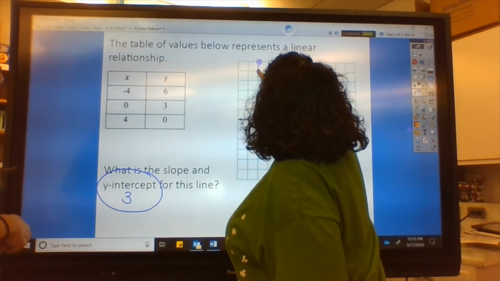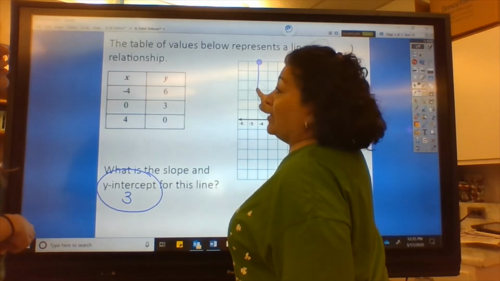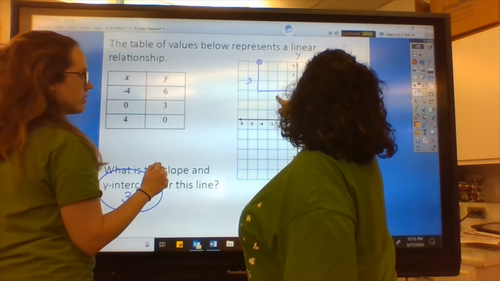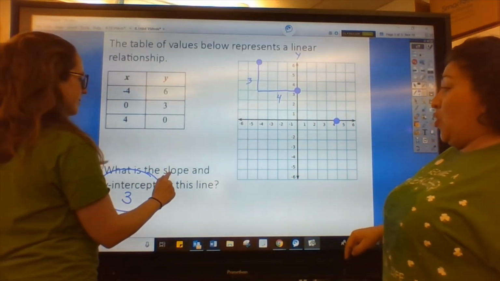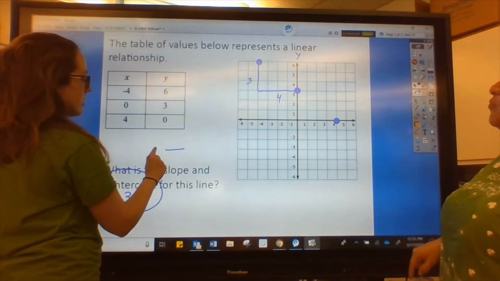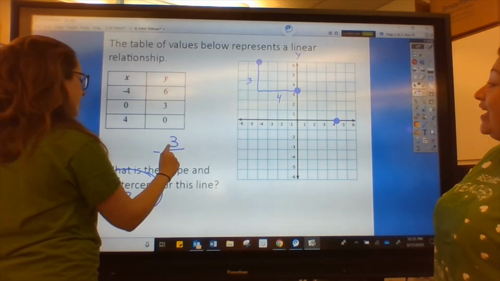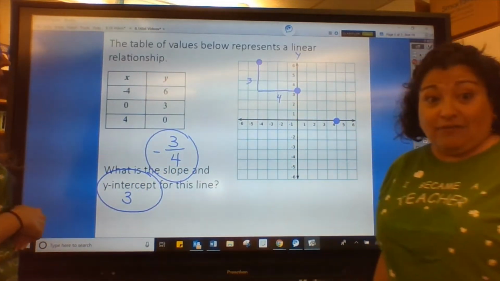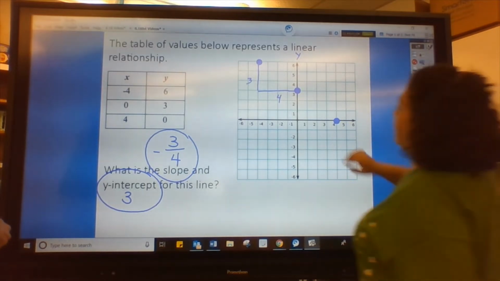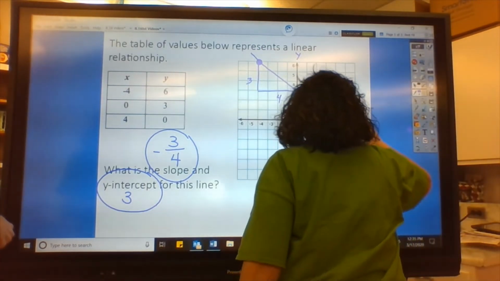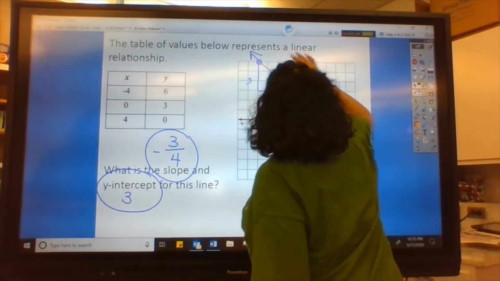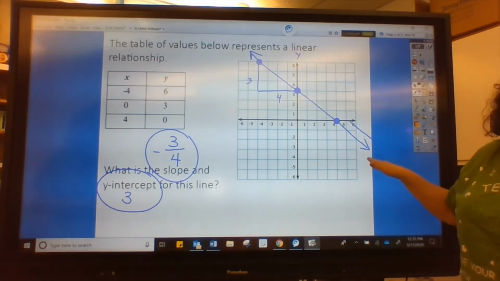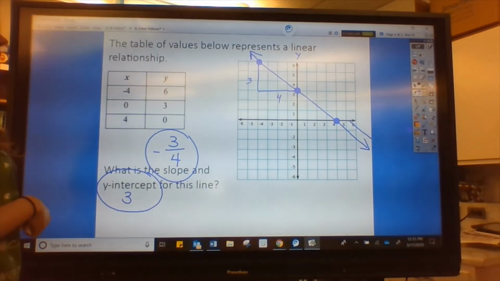So let's start here. 1, 2, 3. I went down 3, so I'm going to put a 3 here. Then 1, 2, 3, 4. I went over 4. So our slope is -3/4. Because I went down first, that makes it negative. The other thing you want to look at is that if you drew this line, it is pointing toward this bottom corner down here. So that's definitely a negative slope.